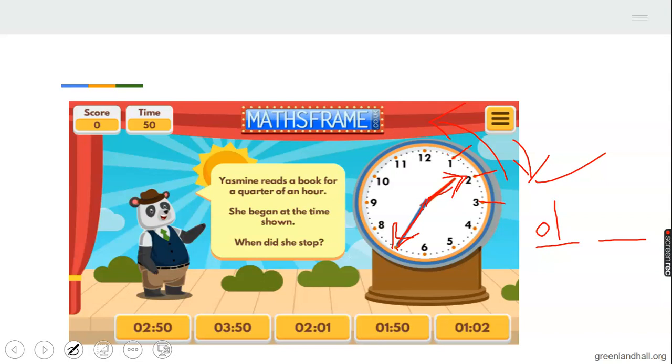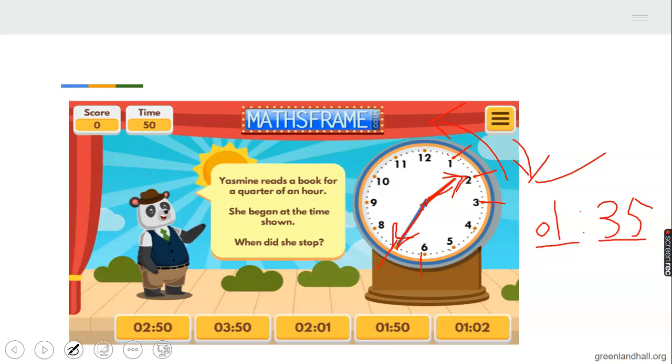So let's count the minutes. This is where we are coming to, this number 7. So let's count in 5s. 5, 10, 15, 20, 25, 30, 35. So the time is 1:35. Is that taken? The time is 1:35. You see?